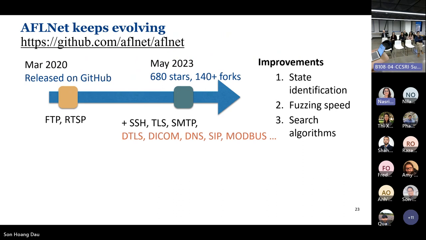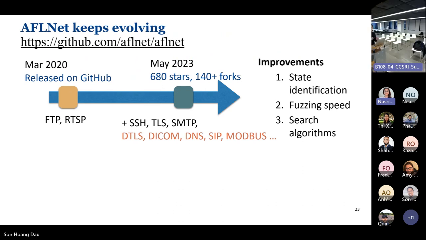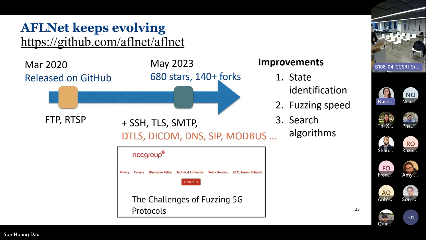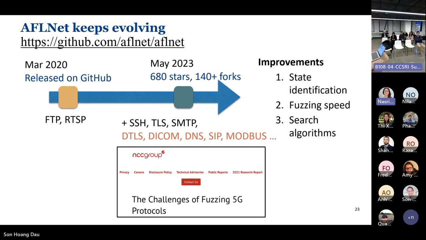We made the tool open source, and until now we have 680 stars and many forks, and people still work on this, with other projects built on top of it. We have supported more than 10 different protocols, including very popular ones. The red ones here are all something that was supported or completed by the community. We just prepared the first few, and we prepared carefully designed tutorials so people could get started. And people also, interestingly, use our tool to test 5G network protocols, and they found something in the report that they did not tell us about.